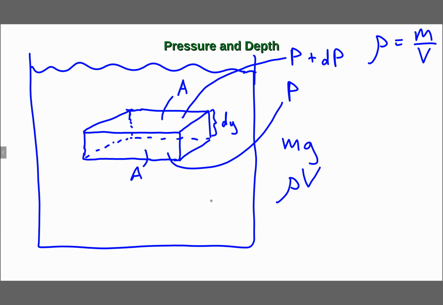So if I do this, then the volume is A dy. And so the mass of the fluid is rho A dy. Okay? So now let's just apply Newton's second law using these properties, okay?